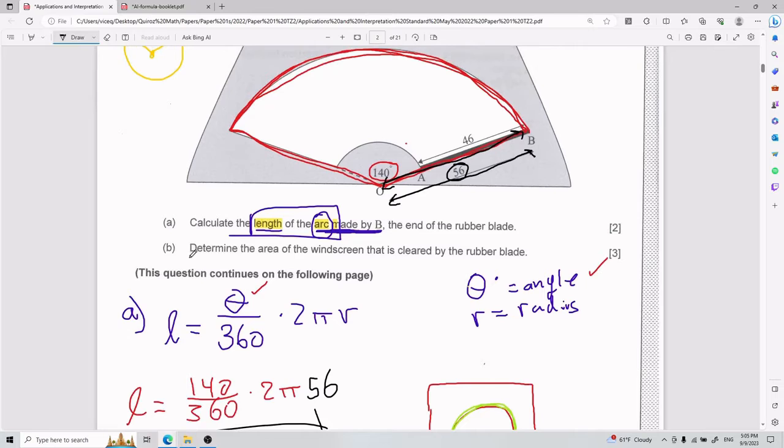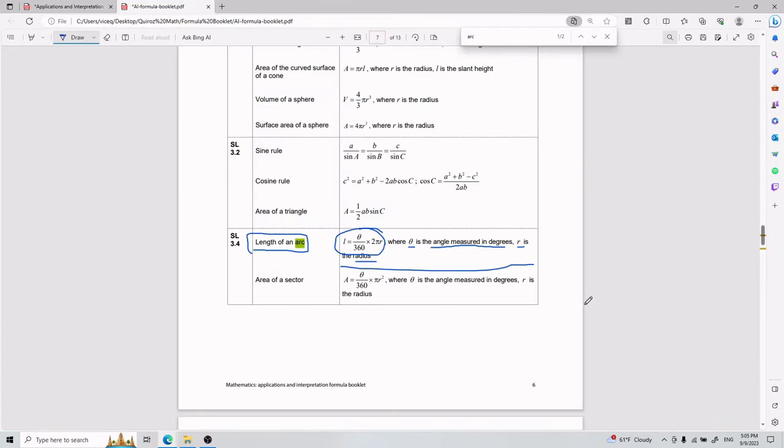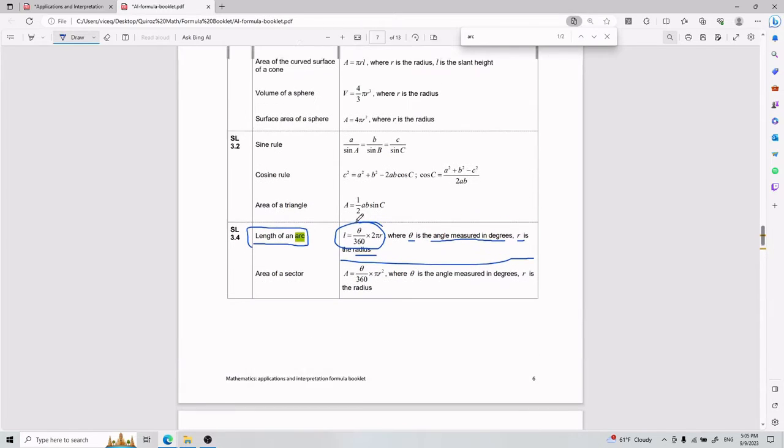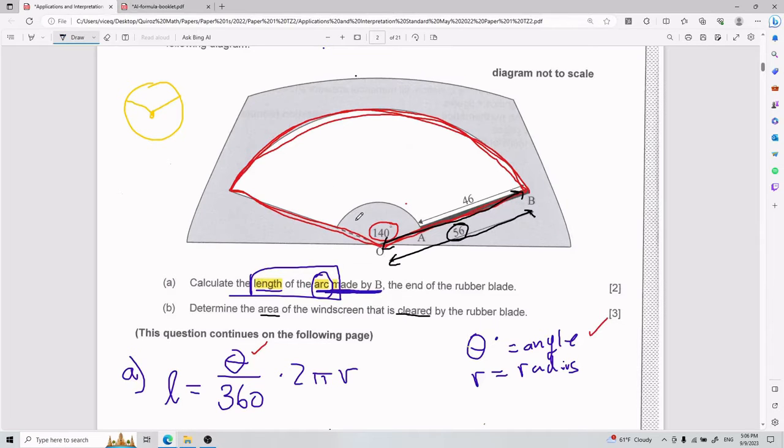For part B, you need to determine the area of the windscreen that is cleared by the rubber blade. All right, interesting. So now we're working with area. And so we go to my formula booklet. What is going on with arcs and sectors? The area of a sector is right here. All right, interesting. So a little bit of context, okay?